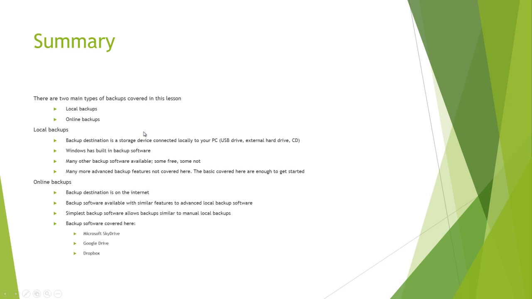Alright, so to summarize everything that we've covered in this lesson, there are two main types of backups covered in this lesson: local backups and online backups. In regards to local backups, the backup destination is a storage device that's connected locally to your PC, so a USB drive or an external hard drive, or in some cases a CD. We didn't really cover CDs here though.